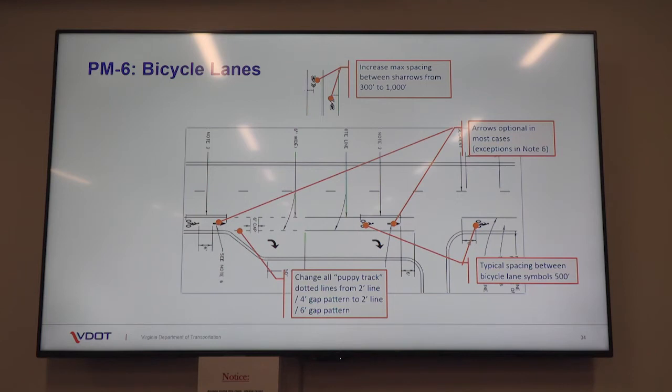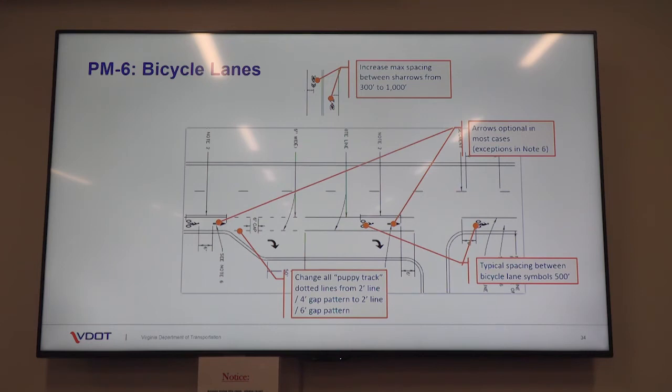In most circumstances, arrows are unnecessary. Really, you only use the arrows in two conditions. When you have contraflow lanes, so a lane going in each direction, that's to help the cyclist know which of those two bike lanes to be in. The other time that you would use the arrows is if you have a one-way road, and you only have a one-direction bike lane, perhaps.